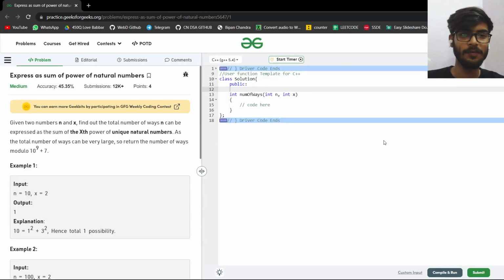So, hello everyone, this is Deepak Joshi, and today we are going to solve another problem of GFG POTD, that is Express as Sum of Powers of Natural Numbers.